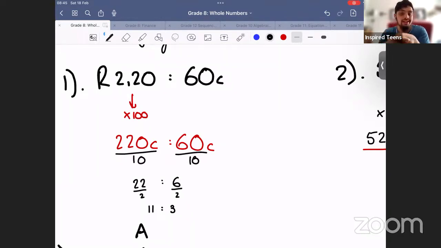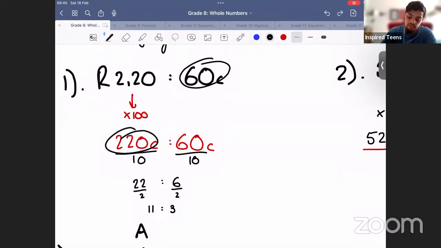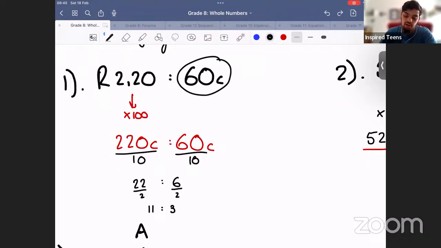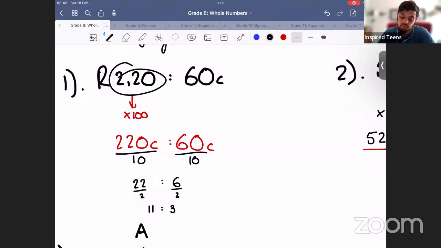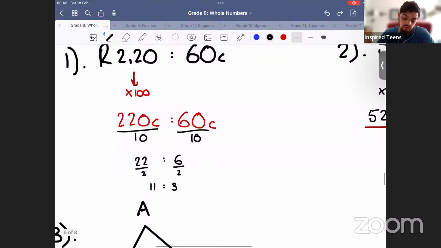Okay, so the first example, remember we had 2 Rand 20 and we had 60 cents. So two different units. Initially, we could not simplify this ratio because they are not in the same units. So what we did was we changed the Rand value to cents so that now they are both in cents. Alternatively, you could change the cents to rands and then compare, but then we'd have decimals. It wouldn't be so nice to work with. So then we finally got 220 cents is to 60 cents.